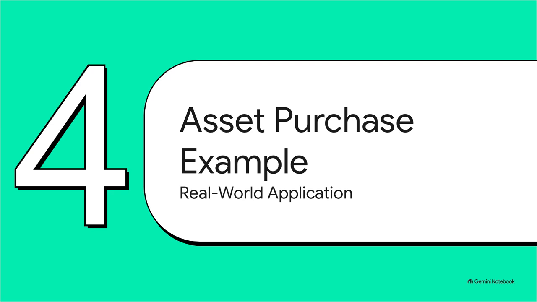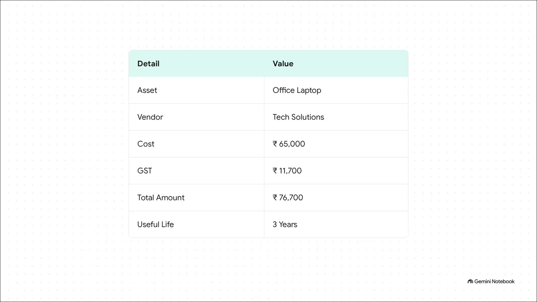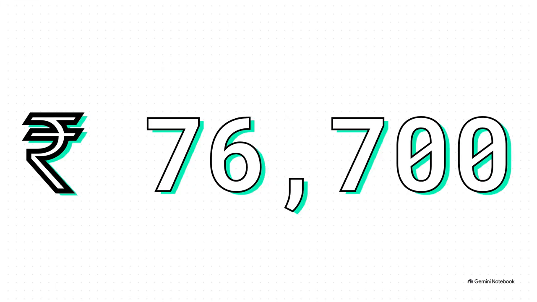Let's make this concrete with Section 4, a fixed asset purchase example. The source gives us a super relatable scenario. Let's say we buy an office laptop. The vendor is Tech Solutions Private Limited, invoice number INV-2548, dated April 5, 2024. The base cost is 65,000 rupees, plus 11,700 in GST. We capitalize it on that same day, April 5th, with a useful life of 3 years using the straight-line depreciation method.